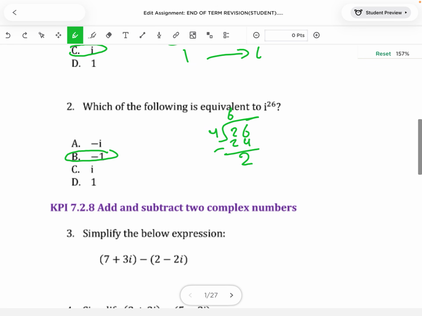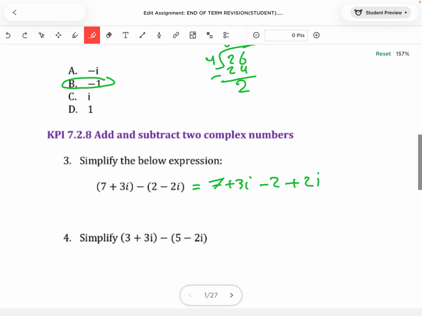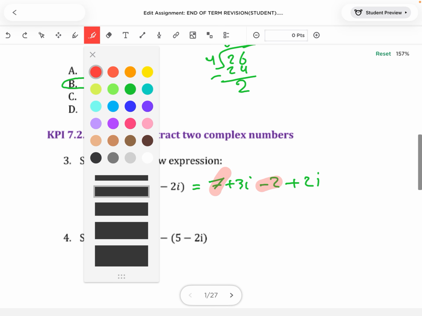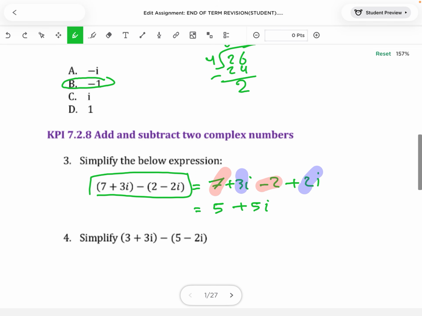Now for question number 3, simplify the expression. We are subtracting. When we subtract, we switch the sign of the second bracket. It will be 7 plus 3i minus 2 plus 2i, and we combine the like terms. These two with each other, and these two with each other. So 7 minus 2 is 5, 3i plus 2i is positive 5i. If it is a multiple choice, put it as it is in your calculator and you can get the answer simplified.